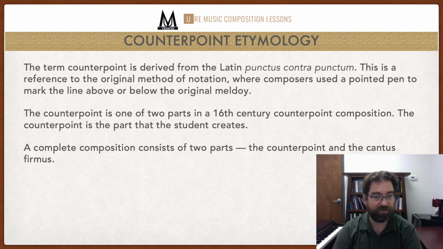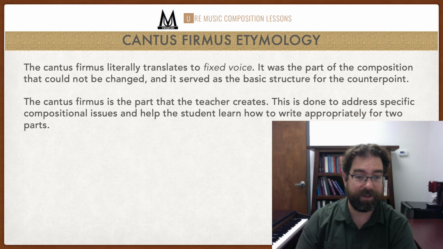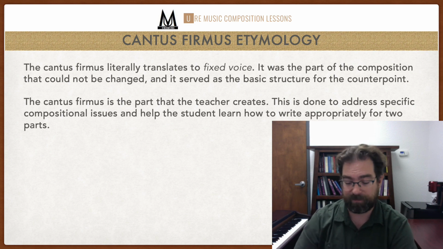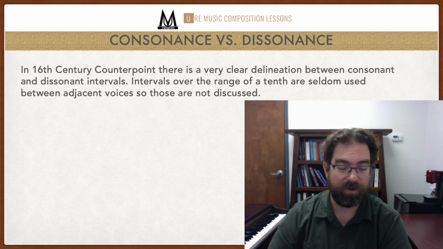It could not be changed, and often it was designed to present certain problems that the student would have to solve. The etymology of the Cantus Firmus translates to fixed voice. It was the part of the composition you could not change, and it serves as a basic structure for the counterpoint. The teacher usually creates it, to address compositional issues and teach the student how to write appropriately for two parts. You also need to understand the difference between consonance and dissonance.